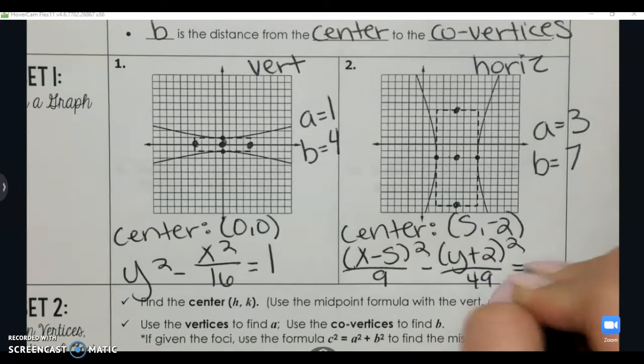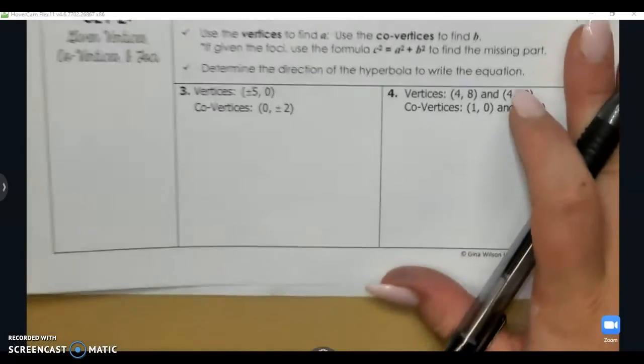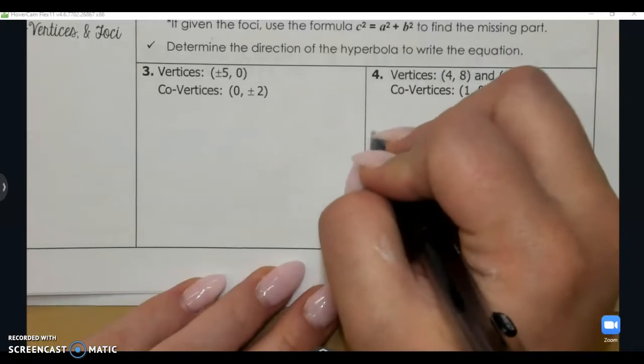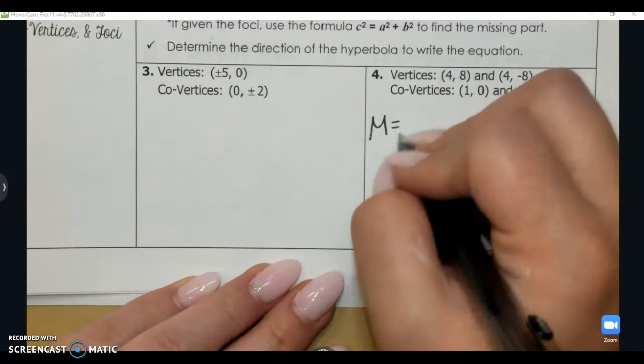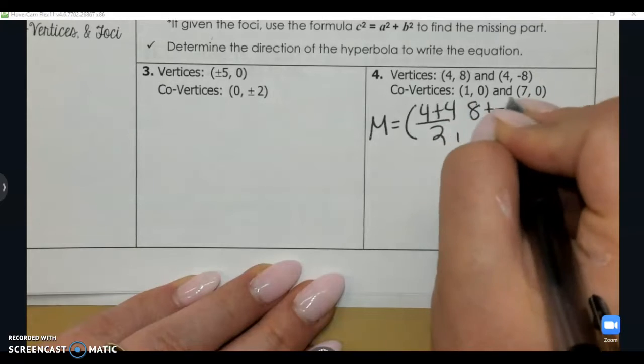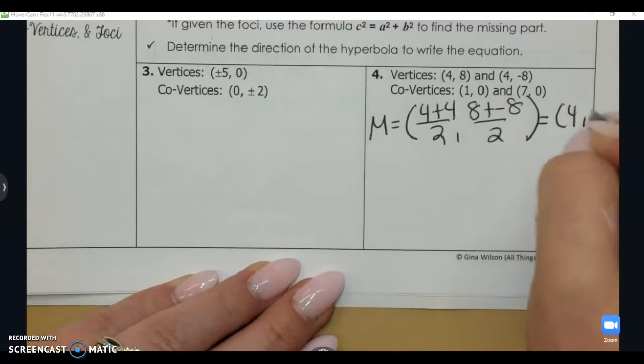All right, good deal. Now, what if we're not given a picture? Again, I'm going to skip around on these to make sure you see an example of each kind. When you're given your vertices and co-vertices, we can immediately find A and B, and then we can also find our center using the midpoint formula. So first I'm going to use the midpoint formula to find the center with my 2 vertices. And I'm going to find that my center is at (4, 0).